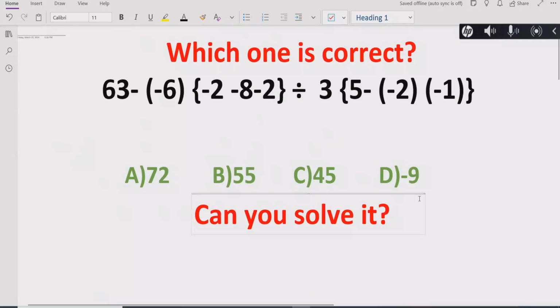Today we will solve another quiz which is related to PEMDAS and BODMAS method. It is a big arithmetic expression, and we have to solve it and find out which answer is correct. In the answer list we have four answers: 72, 55, 45 and -9. So we will solve this expression and find out which answer is correct.